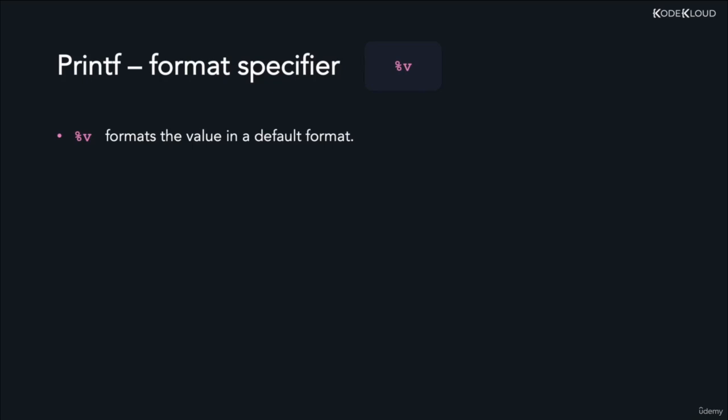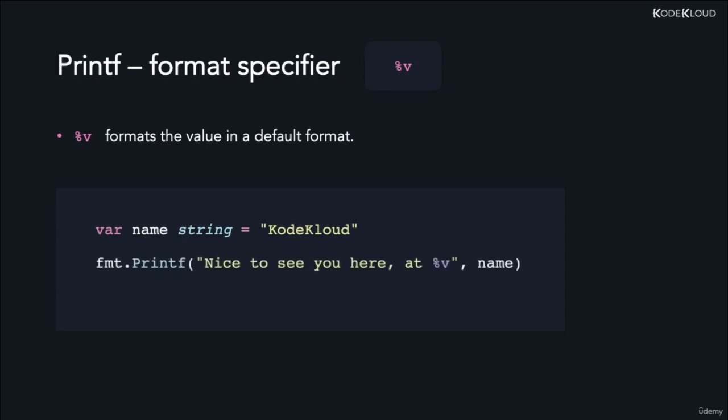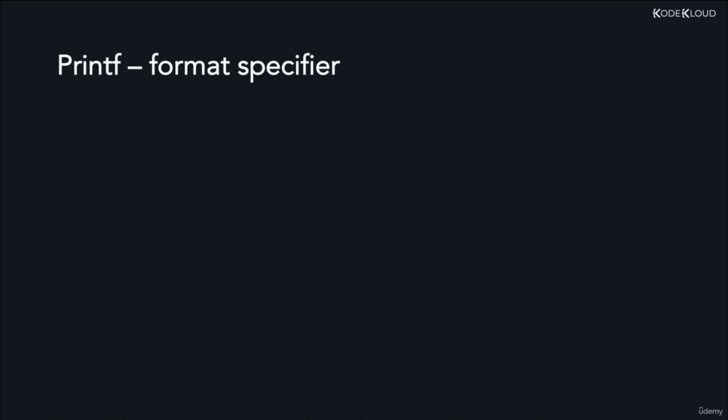So let's use %v in an example. We're going to simply declare and initialize a string, and then print the value of the string within a statement. Notice how we've used %v here. This gives us the result: Nice to see you here at Code Cloud. The name variable over here has replaced the %v in our format string. Let's see one more example.